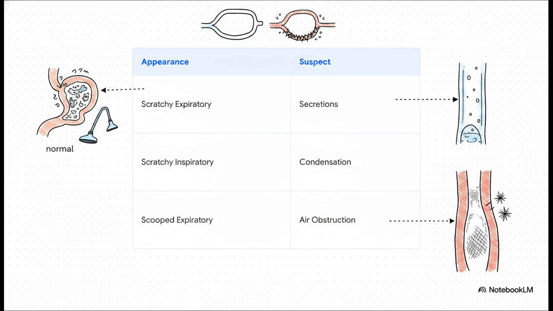First up is the flow volume loop. Now, a normal loop has a nice smooth inspiratory curve above the axis and a smooth expiratory curve below, but we are looking for the weird stuff. If you see a jagged, scratchy appearance specifically on the expiratory limb, your prime suspect is excessive secretions in the patient's airway. Basically, they need to be suctioned. Now, if that scratchy appearance is on the inspiratory limb, you likely have excessive fluid condensation trapped inside the ventilator tubing itself, which you'll need to dry out. And finally, if the loop has a heavily scooped out appearance on expiration, you are looking at severe airway obstruction. We're talking a massive asthma or COPD exacerbation.